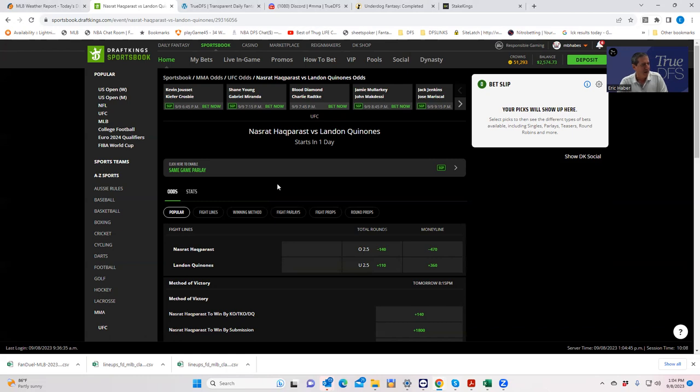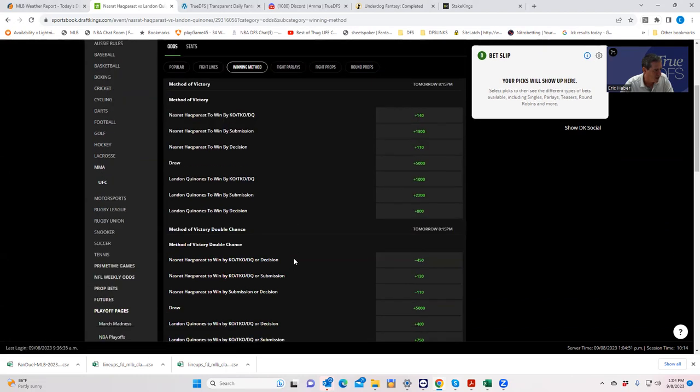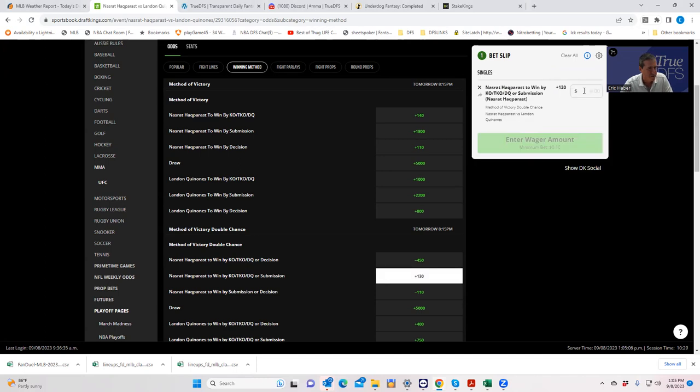So we are going to take Hasparas inside the distance here. Let's just see what he is. Hasparas inside the distance, probably, what are you going to get, like plus 130 or something like that? Probably not a big deal, but I don't know if anybody's playing this. It's just such an obvious result that he's going to go to decision. So Hasparas inside the distance, plus 130 for 180.